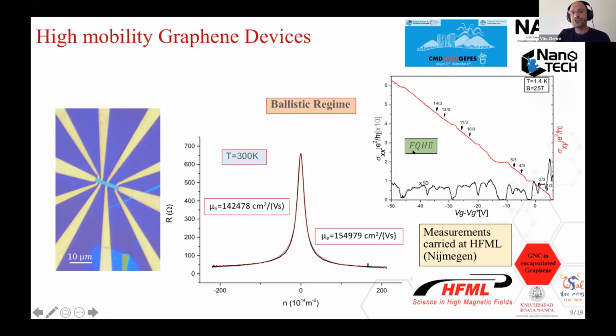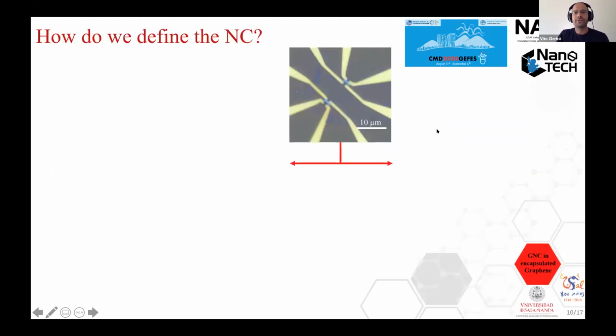And the indication of the high quality of our devices is also proved by the observation of the fractional quantum Hall effect at very low temperature and high magnetic field. So now we know how to fabricate devices in encapsulated graphene. Now we have to define the constriction.